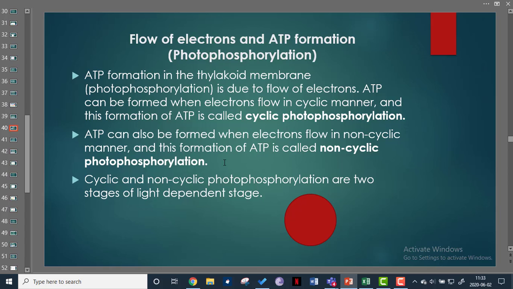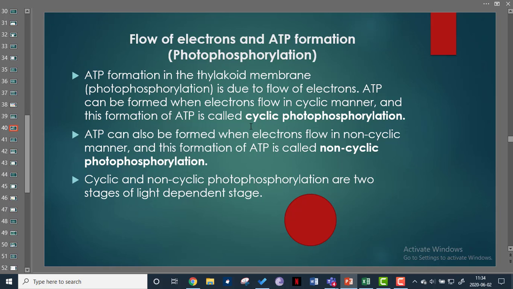Now, when it occurs through cyclic photophosphorylation, you will note that the electrons are flowing in a cyclic manner, in a circle. They keep moving around, they are excited, released, picked up by electron acceptors, they lose the energy, and they come back again to the chlorophyll molecules that had lost them.